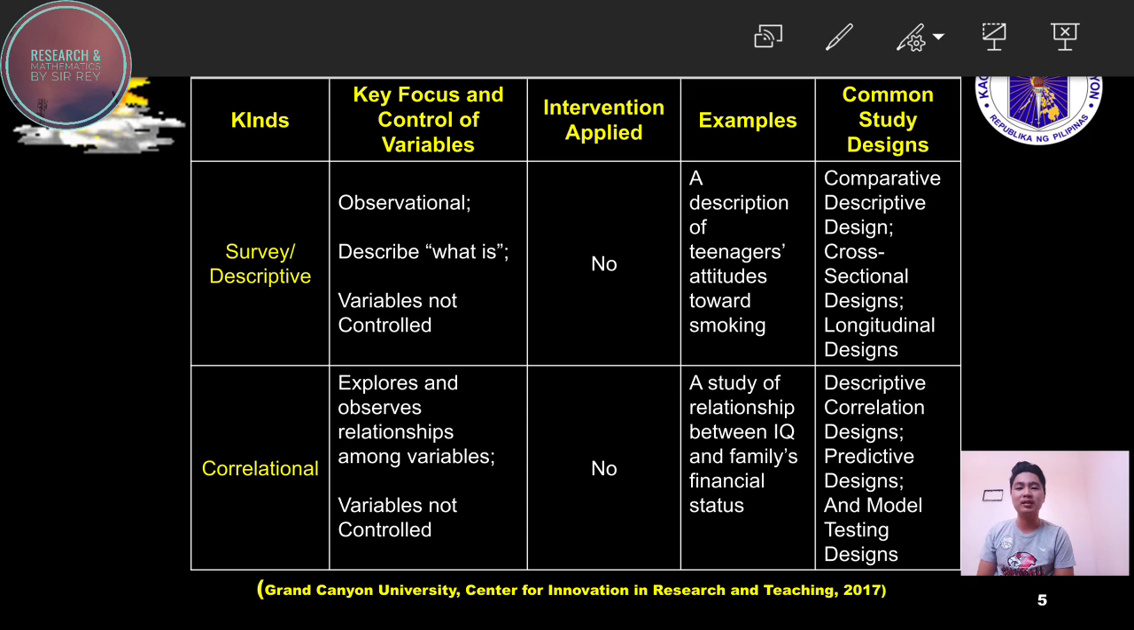And here is an example, a study of relationship between IQ and family's financial status. So in this particular topic, you are just going to relate the IQ and the financial status of an individual. So you are not going to control anything. You are not going to control the financial status. You are not going to change the IQ. So you cannot do that. Therefore, this is just a correlational study because you are just going to find out what is the connection between the two variables that I have stated.